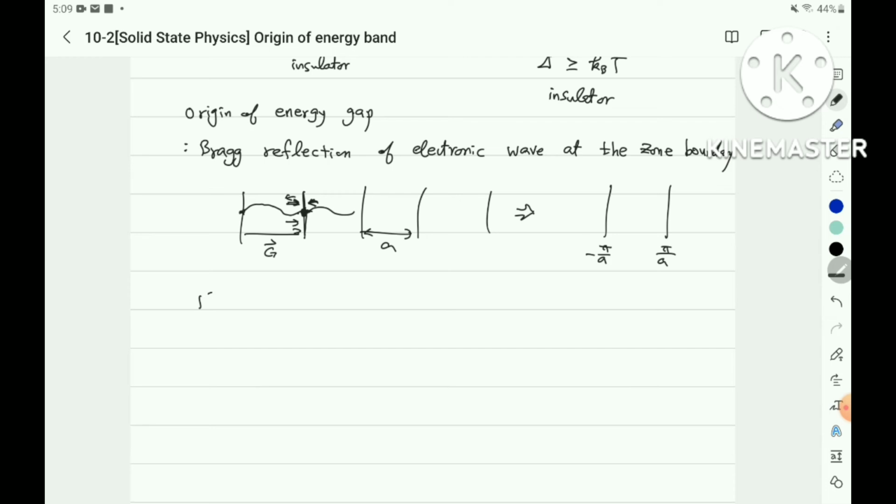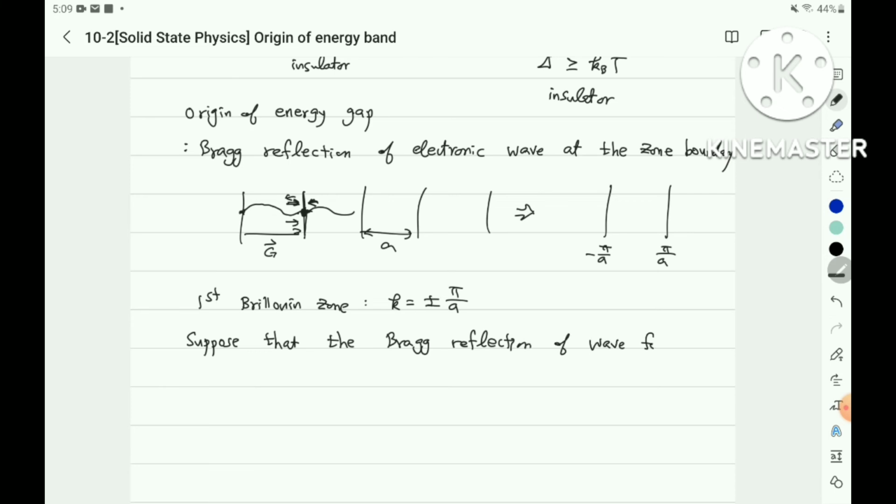And here we can define the first Brillouin zone, that k is plus or minus pi over a, and suppose that the Bragg reflections of a wave function make standing waves.